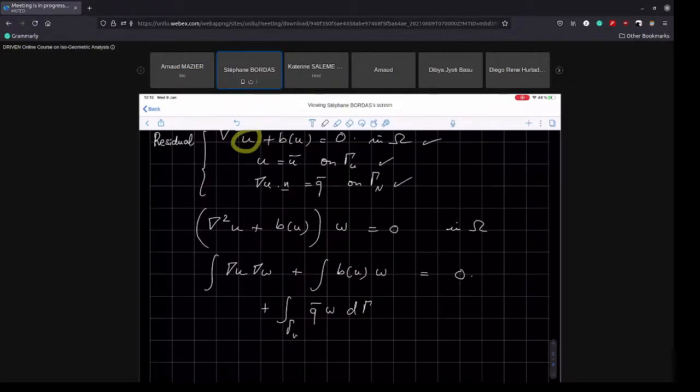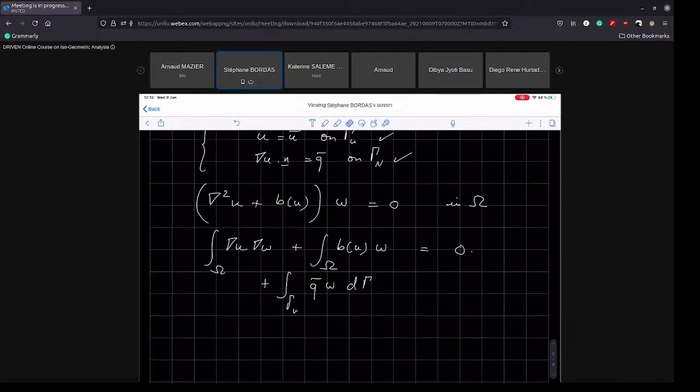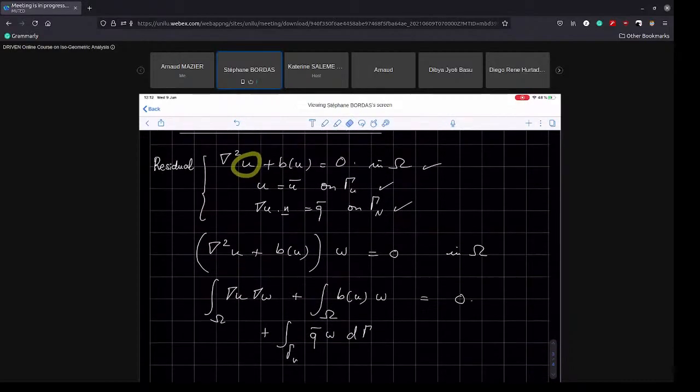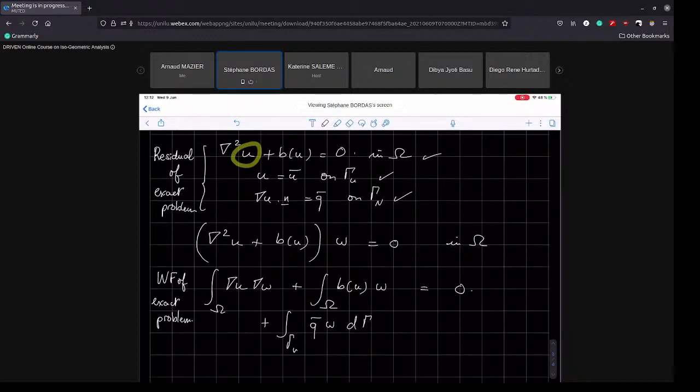So again, here everything is the exact problem. Here it's just a weak form of the exact problem. This is the residual of the exact problem. So what does it mean? Well, it's very easy: the residual is that.